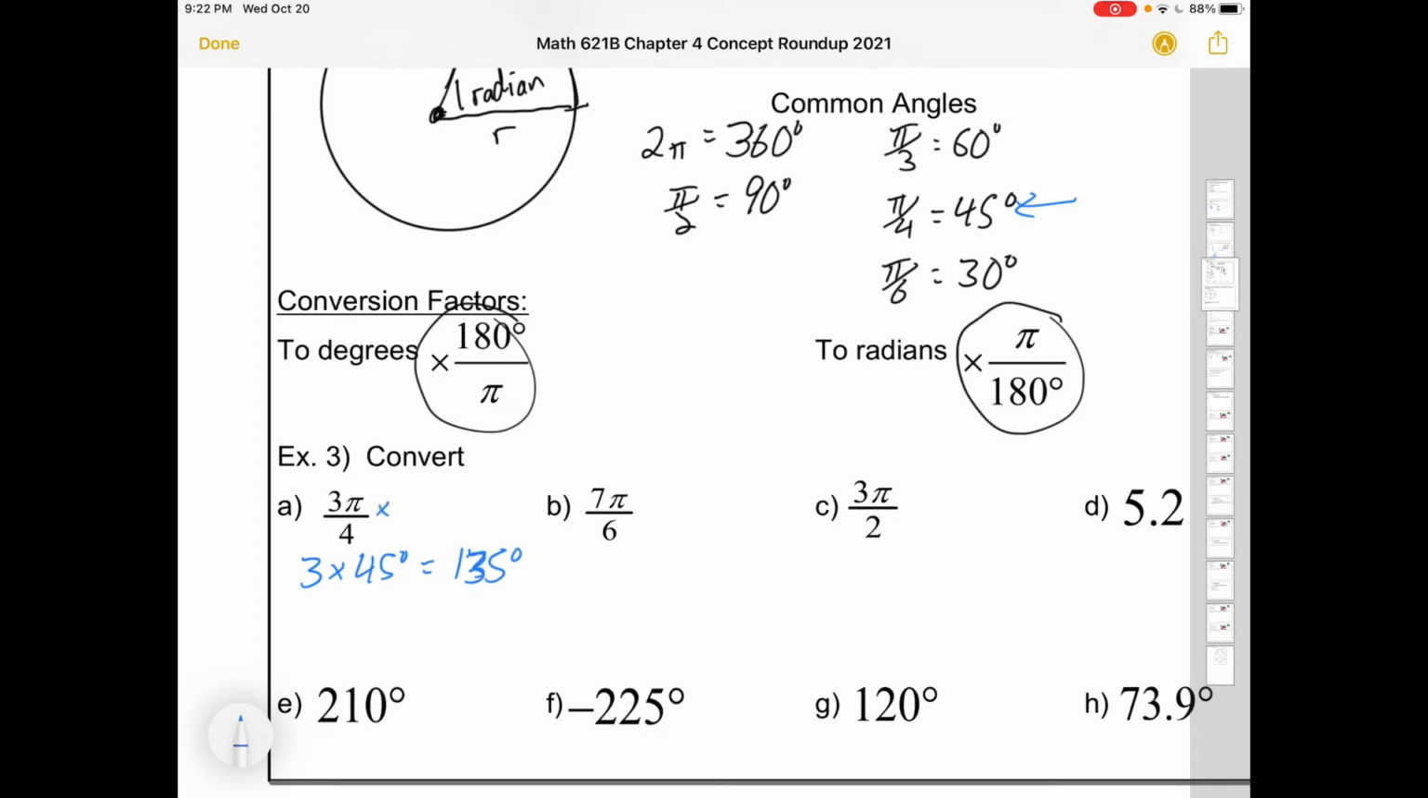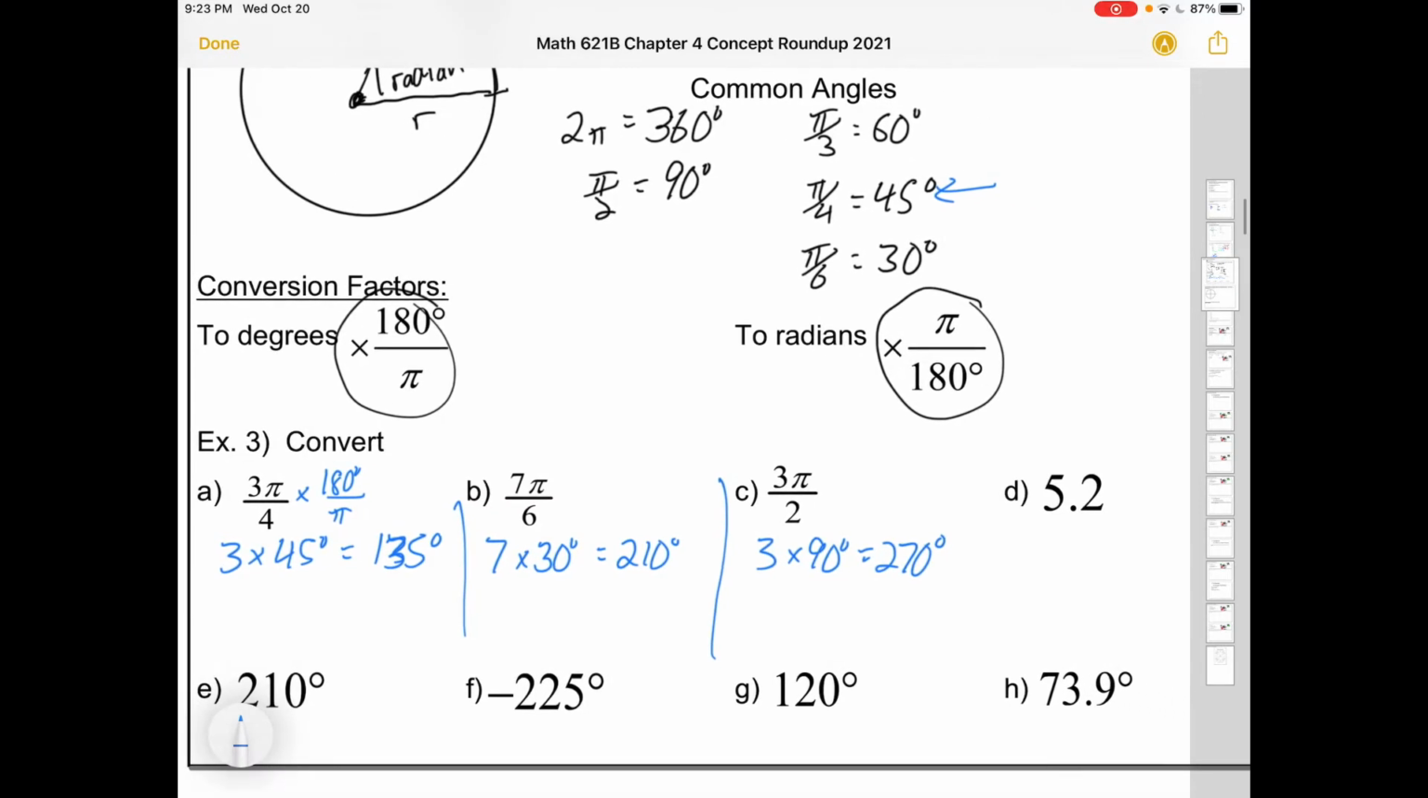Alternately, you could have used a conversion factor. You could have done this. I guarantee you, if you work that out, you'll get 135 degrees. But it's going to be more laborious. You'll have to divide out those pi's and go 540 divided by 4 gives you 135. So again, in the next one, I'm thinking that's 7 pi over 6's, so that's 7 30s. Hey, that's 210 degrees. This is 3 pi over 2, so that's 3 90s. Okay, that's 270. And again, if you wanted to use a conversion factor, you could.